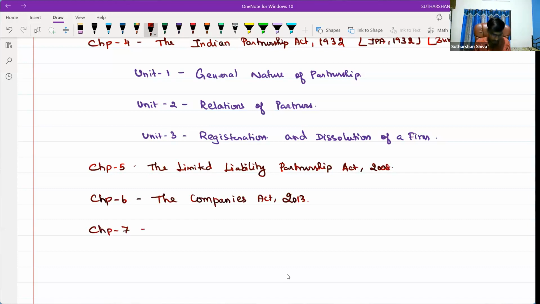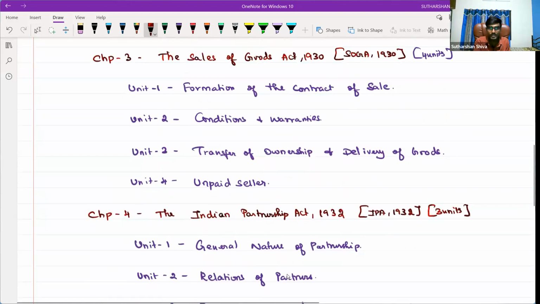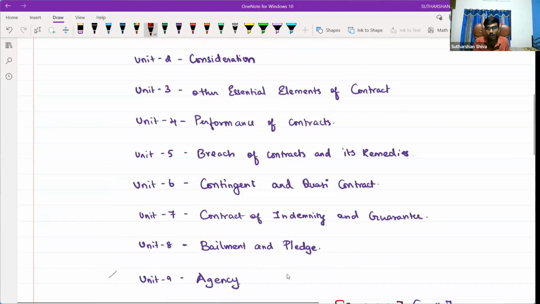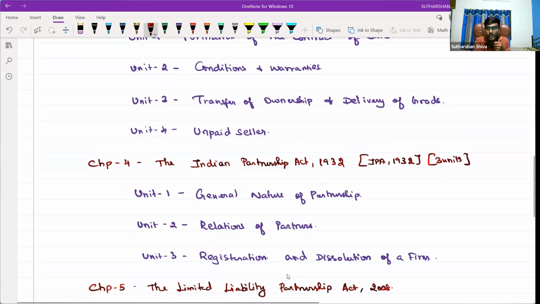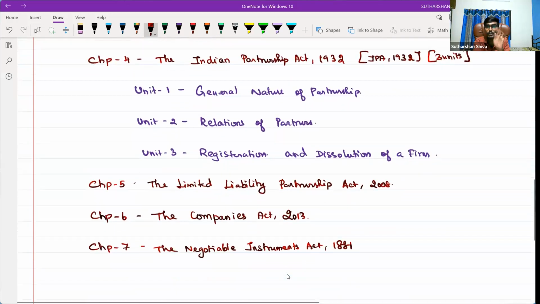Chapter number 7 is about the Negotiable Instruments Act 1881. This is a new thing which they have extracted from the CA Intermediate curriculum and put in CA Foundation. These are the 7 chapters you are going to learn, out of which you have nearly 17 to 20 units.